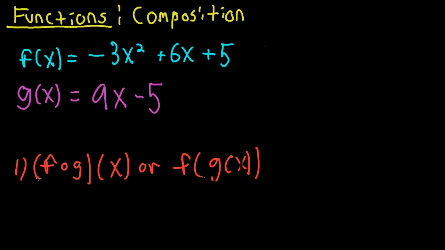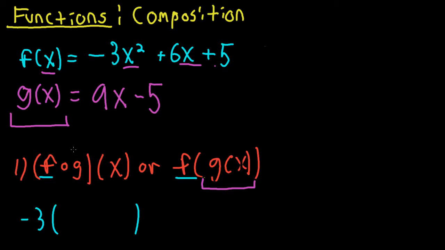So I'm starting with my f function, so I'm going to start writing f. So I have negative 3, but instead of writing x, I'm replacing it with g of x. You can kind of get that from this notation. We have f of g of x. So whenever I see x in f, I'm replacing it with all of g of x.